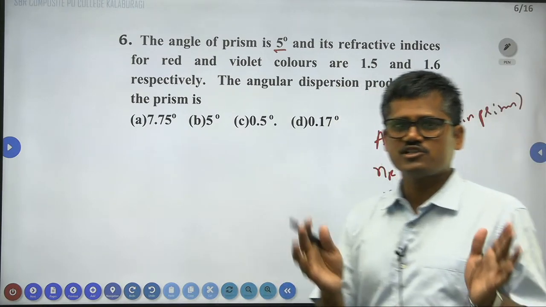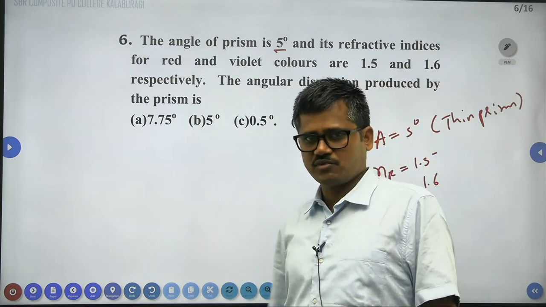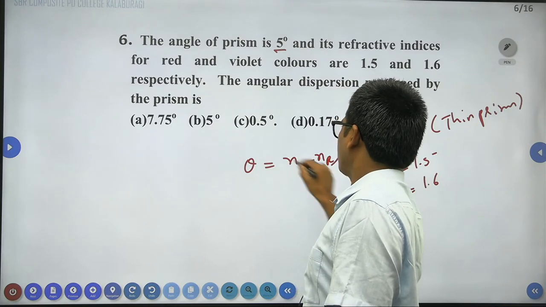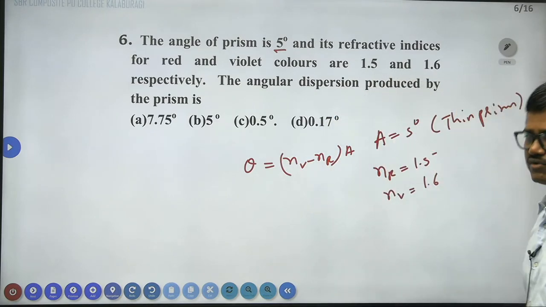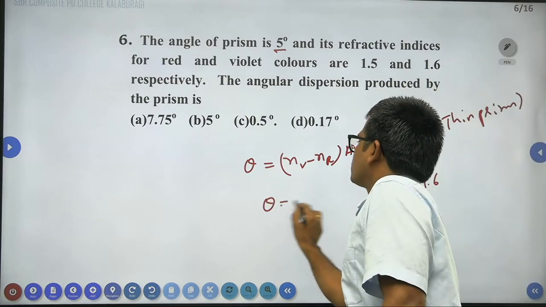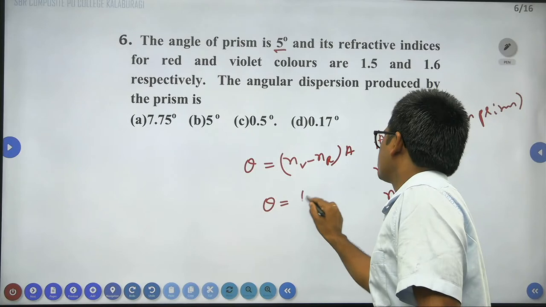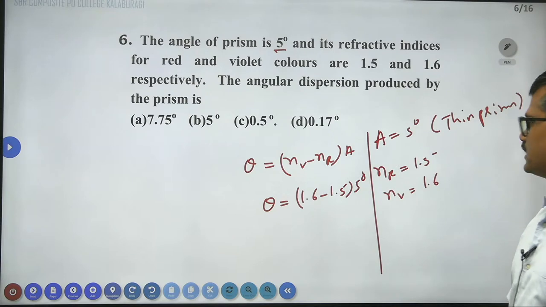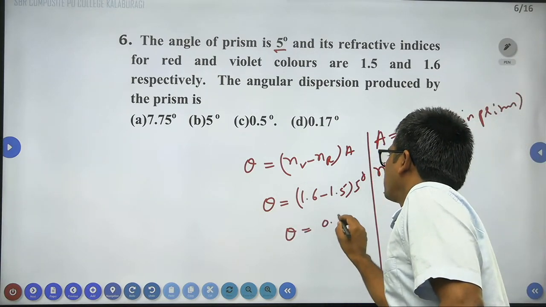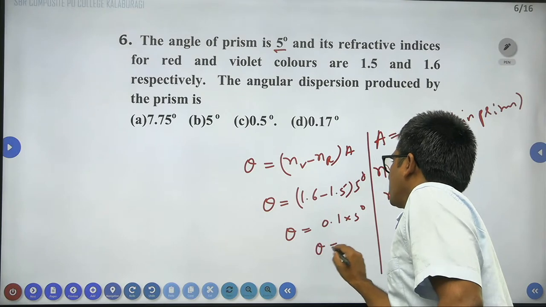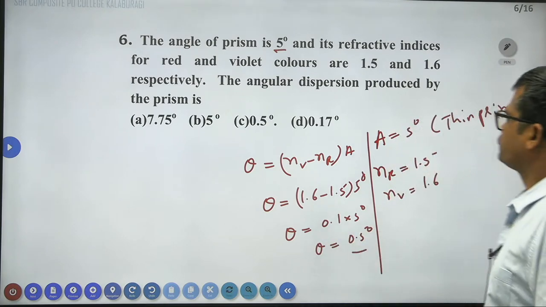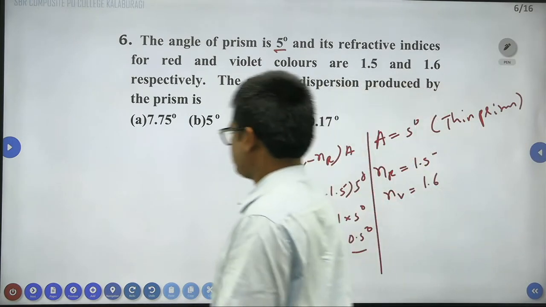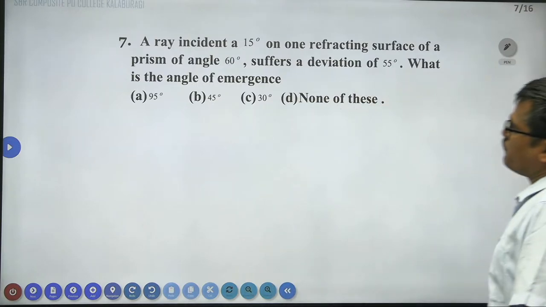Okay, you know already angular dispersion is the angle between the two extreme colors, red and violet. So what is the angular dispersion formula? (Nv minus Nr) into A. Therefore, angular dispersion theta equals, Nv is 1.6, Nr is 1.5, then angle of prism is 5 degree. So theta equals 0.1 into 5 degree, that is theta equals 0.5 degree. Got my point? So the answer will be this. Done.